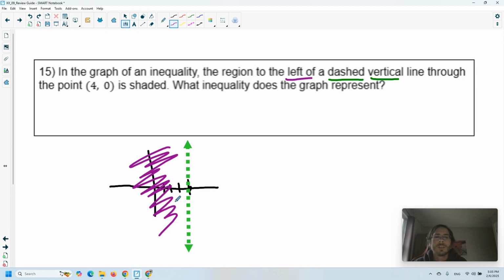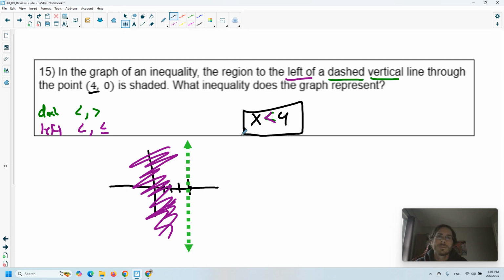So now we have to remember that these ones, when they're vertical like that, those are all the x's. So I get x, since it's dashed, I'm going to go less than. So remember, dashed is either going to be less than or greater than. And then left is going to be less than or equal to. And this is from Unit 1. So that's just stuff that we had from Unit 1. So x is less than, and we're given the point 4, 0, so 4. So there we go. So that's what we got.